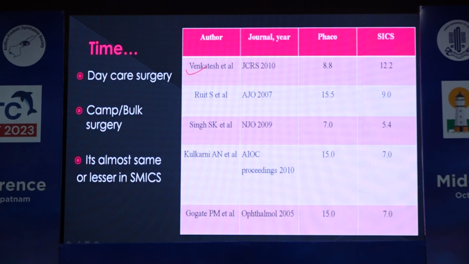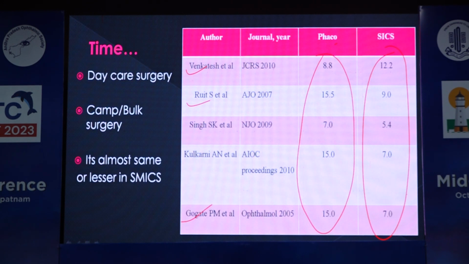One is Venkatesh et al., Dr. Raut and Kulkarni, and Dr. Gogate sir, and they have compared SICS and Phaco mean times. Singh et al. reported that they did SICS in 5.4 minutes, and the variation is from Venkatesh, that is 12.5, and the same for Phaco. So the time taken in expert hands, in all these published articles, is almost the same. Even Kulkarni sir has presented his talk and in the proceedings that he has lesser time in SICS. So from what we have searched in the literature, I can say proudly that there is no time gap.